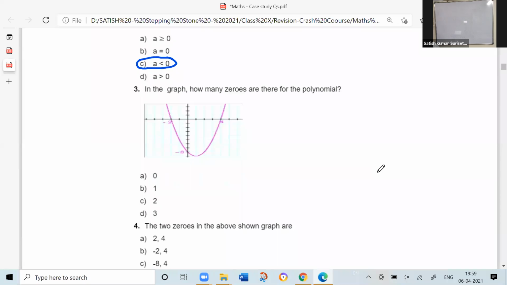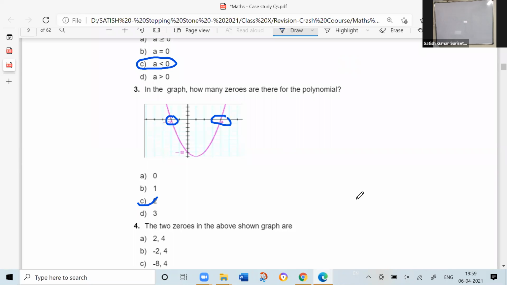Now, third one. In the graph, how many zeros are there for the polynomial? Now, you can say easily. 2, sir. Sir, option C. Correct. How to decide is you have to check how many times it is crossing the x-axis. So this is 1 point and this is another point. So that's why it is 2 zeros.